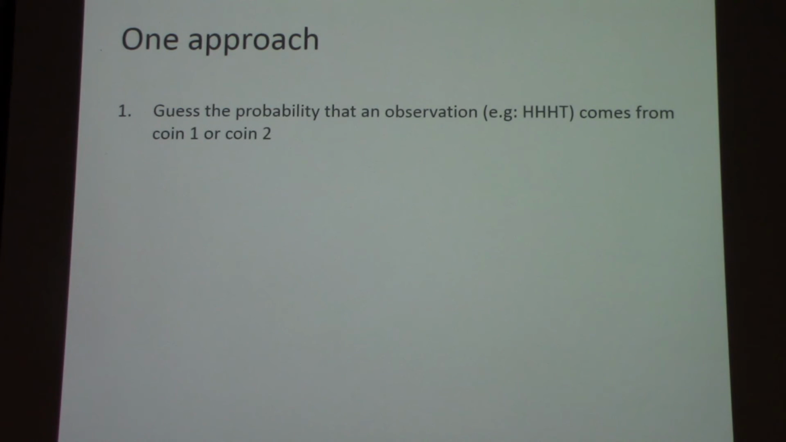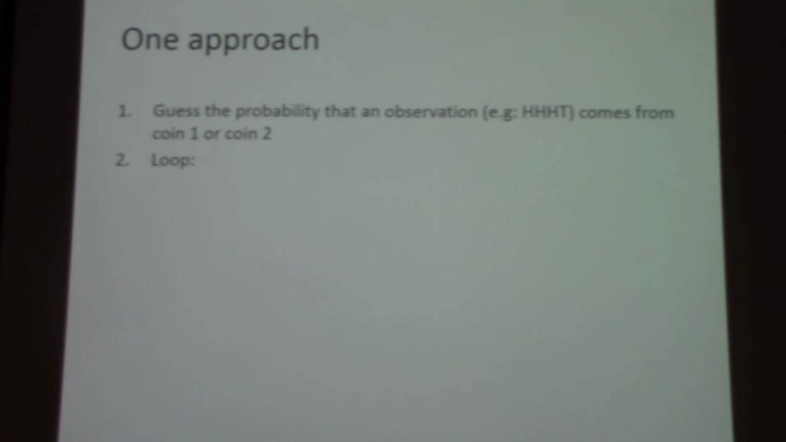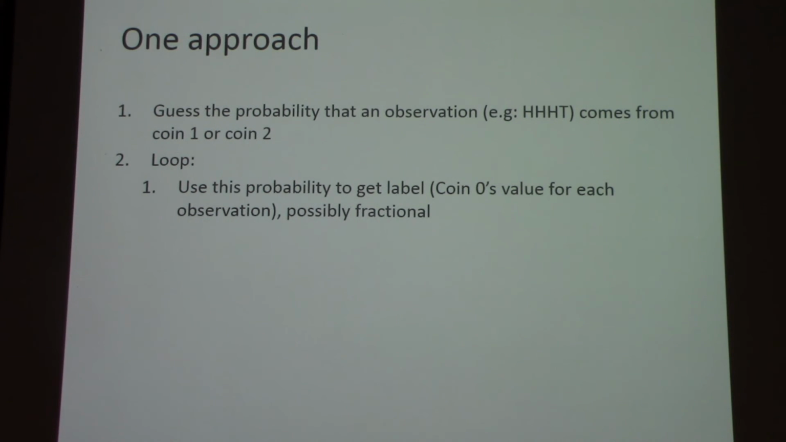One way is very analogous to what we saw before. You guess the probabilities. Just start with a guess, and for each sequence of observations, you guess whether it came from coin 1 or 2. And then you keep iterating. Now you have a way of getting a label for every observation, which is these 4 tosses. Based on your current guess of the probabilities, you can estimate whether this came from coin 1 or coin 2.